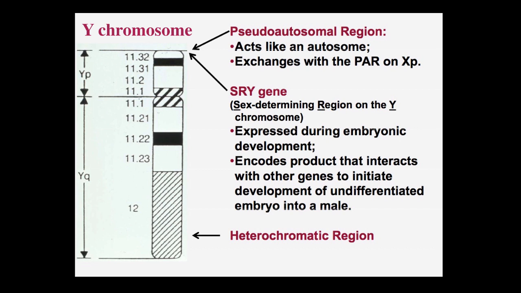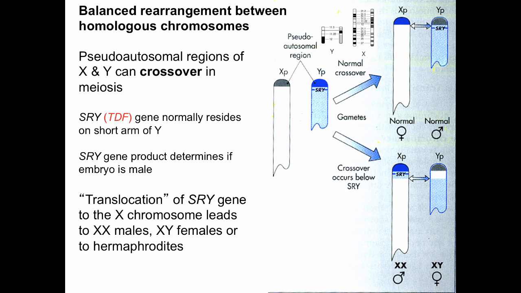The SRY gene, as you may remember, is the sex-determining region on the Y chromosome. It's expressed during embryonic development. It encodes a product that interacts with other genes to initiate development of an undifferentiated embryo into a male. This is the example showing the balanced chromosome rearrangement between the homologous chromosomal regions. The pseudoautosomal regions of X and Y cross over in meiosis.